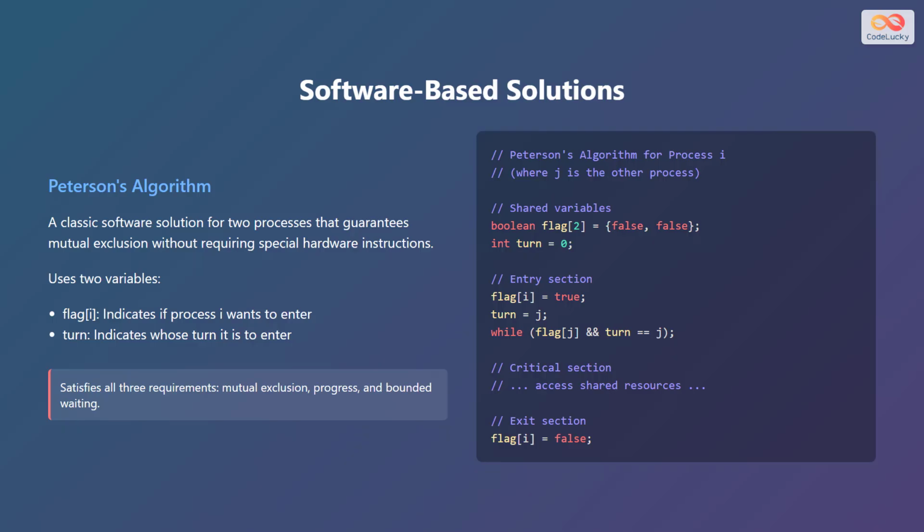Here's how process i utilizes these shared variables, along with an entry and exit section. First, the flag for the process i is set to true, then the turn is set to j. Inside a while loop, it checks the flag and the turn to take action.